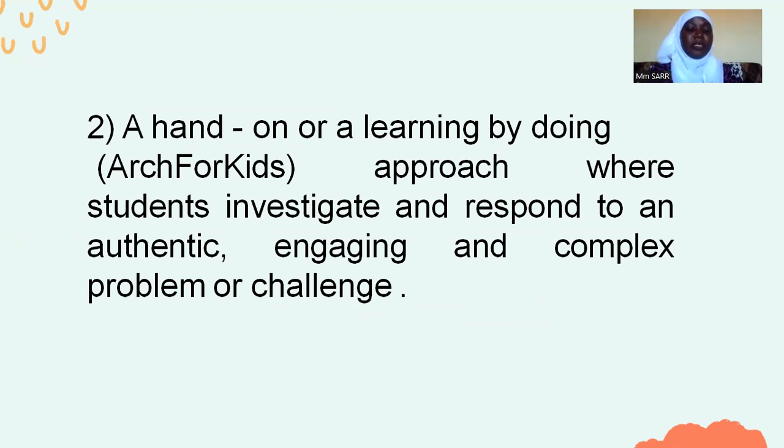Another definition is a hands-on activity, a hands-on learning by doing approach. Learning by doing, this is defined by Arts for Kids, which is an organization working with kids about arts. Sometimes they conduct some projects in order to achieve many things. And this is the definition they have given to PBL. They said that PBL is learning by doing. And effectively, this is it. So we can say learning by doing.